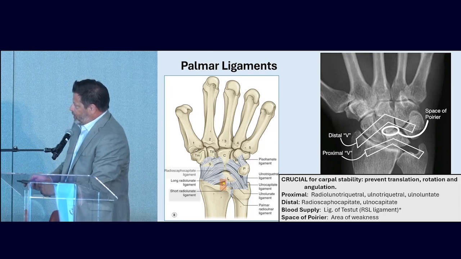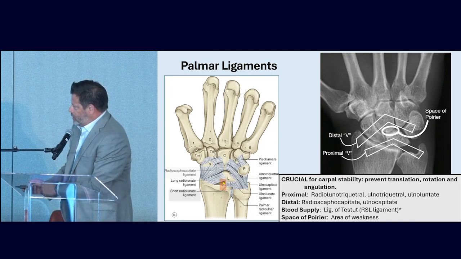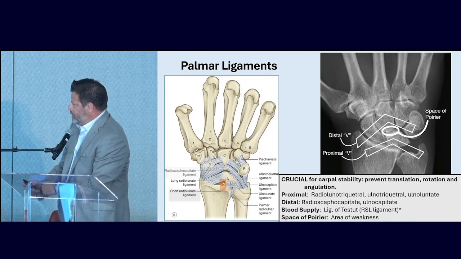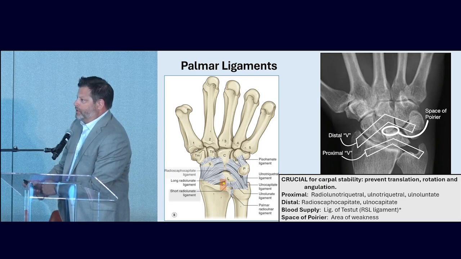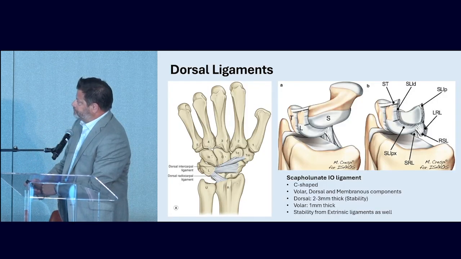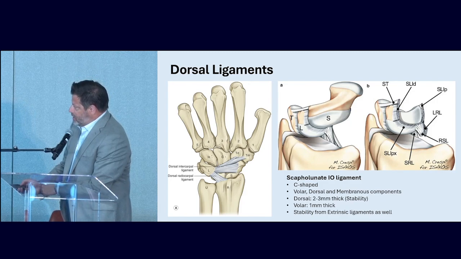Another important point is the radioscapholunate ligament, which I've outlined here, which carries the blood supply. I think some of these bad lunate dislocations that do badly are because of loss of blood supply due to the dislocation itself. The dorsal side is not as exciting.